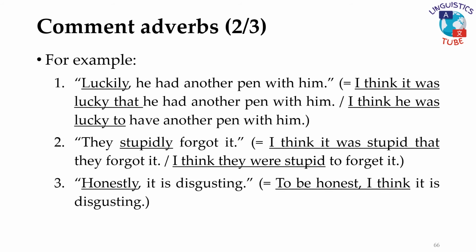Let's look at some examples. In these sentences, the underlined words are the comment adverbs, and in the sentences in parentheses, the underlined phrases are what the speaker really means. Therefore, "Luckily, he had another pen with him" really means, "I think it was lucky that he had another pen with him." Or, "I think he was lucky to have another pen with him."